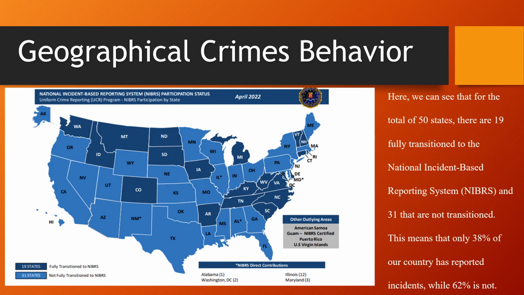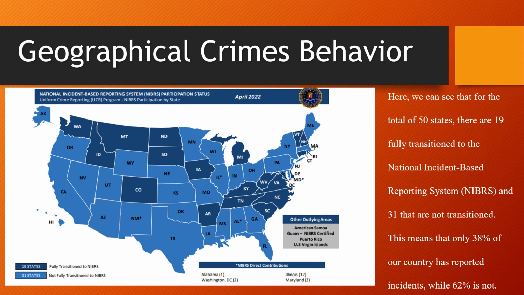We would like to start this analysis by talking about how the crimes behave geographically. In this map that you can see on the slide, we can see that of the total of 50 states, there are 19 that fully transitioned to the National Incident-Based Reporting System, and 31 that are not transitioned. This means that only as low as 38% of our country has reported incidents, while 62% does not.